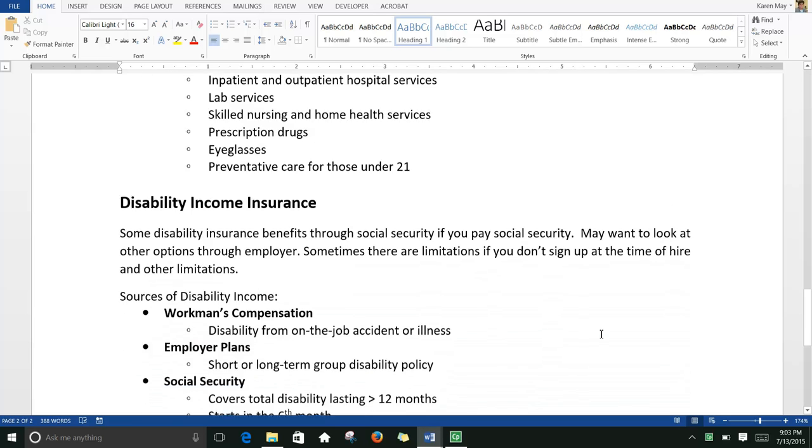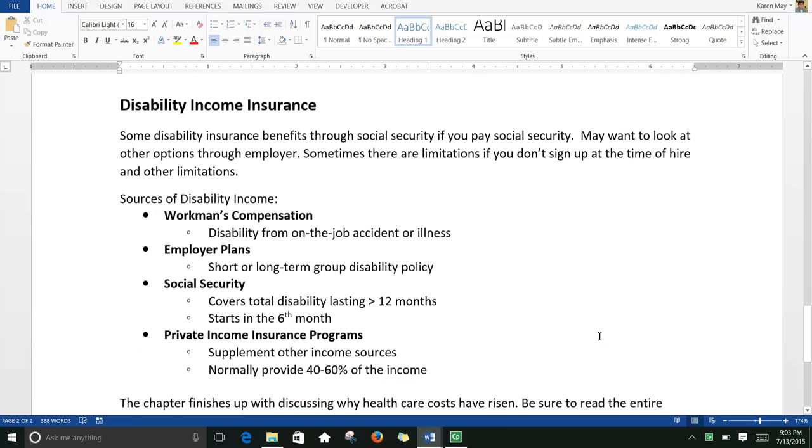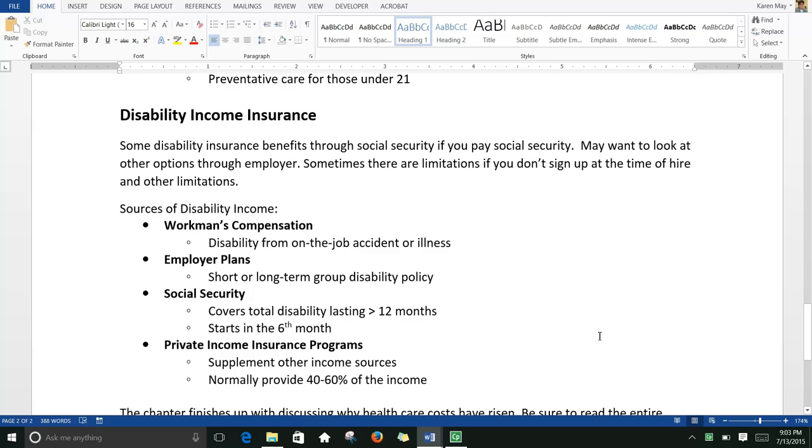Another type of insurance that you should have read about in this chapter is disability income insurance. Some disability insurance benefits come through Social Security if you pay Social Security. Not everyone pays Social Security. You may want to look at other options through your employer. Sometimes there are limitations if you don't sign up at the time of hire and other limitations.